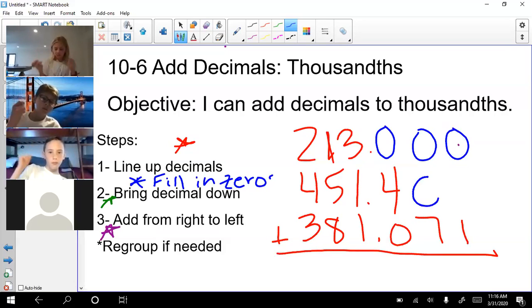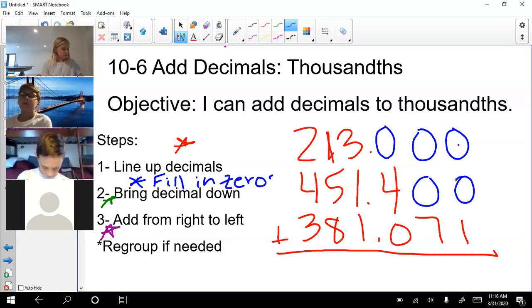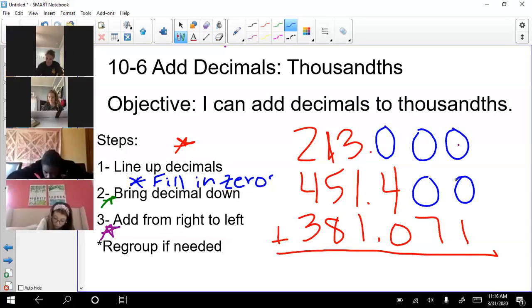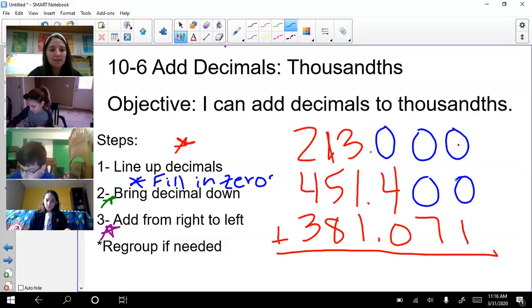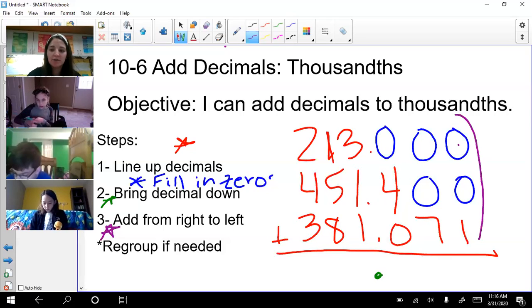All right. So here we go. So I'm filling in zeros in the spots that do not have a place value. I like it, John. All right. And next up is bring the decimal down. It's already in my answer. It's ready to go. Okay. And then we're going to add from right to left. So we're going to start in the thousand spot all the way over here where it's in purple.